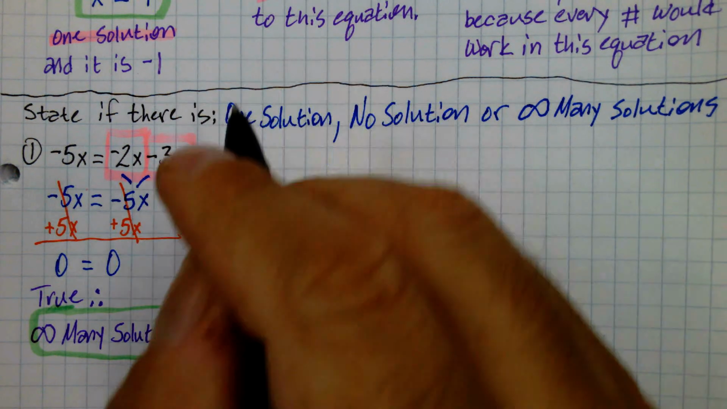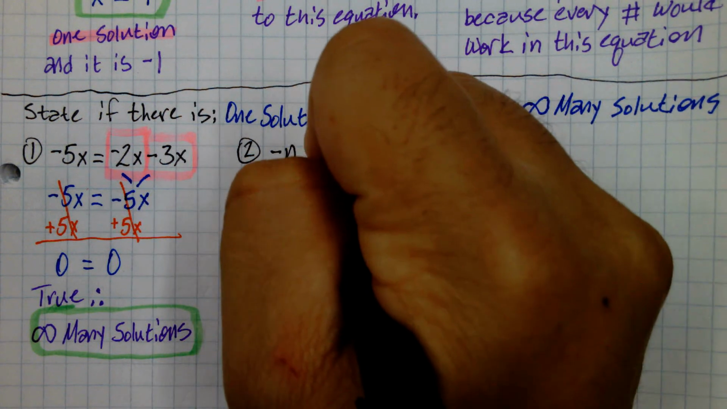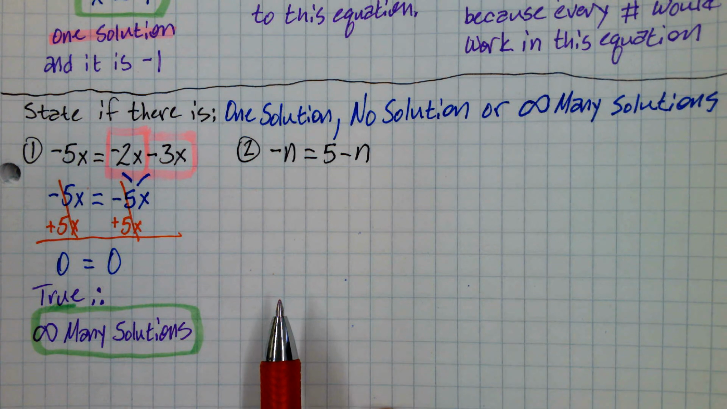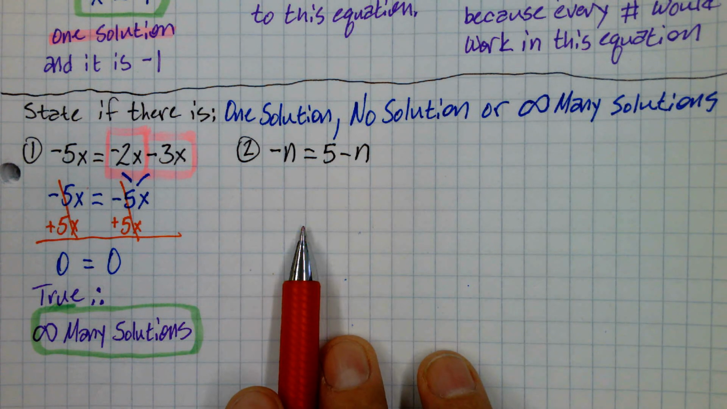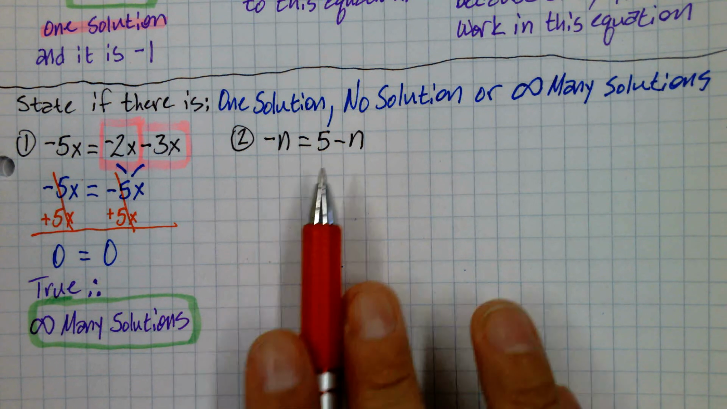Number 2. Negative n equals 5 minus n. Okay. Remember, if we can't see it right away, just do what you normally do to solve it. What can I do to solve this one? Can I combine like terms? Can I get rid of variables? Do I have variables on both sides, in other words? Yeah. Yeah, let's get rid of it. What do I get rid of?